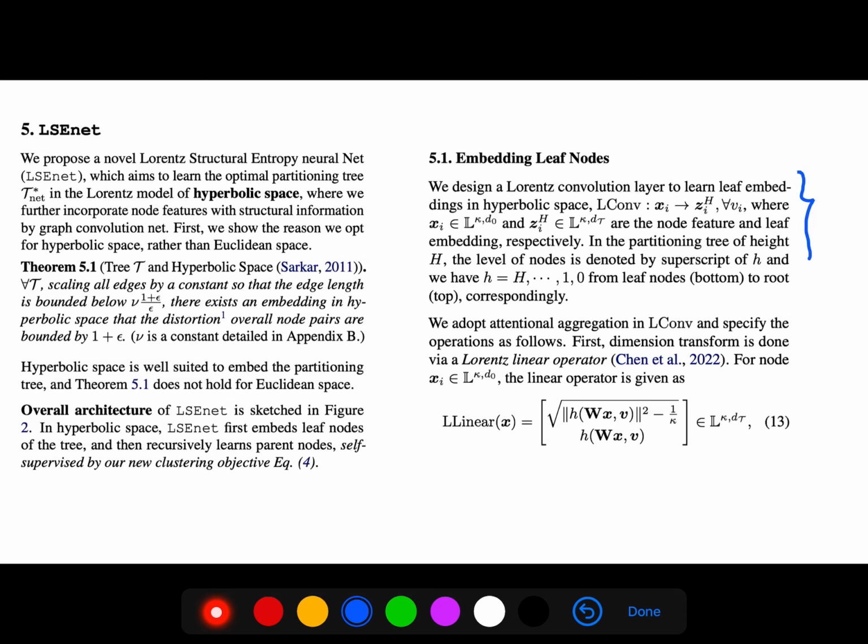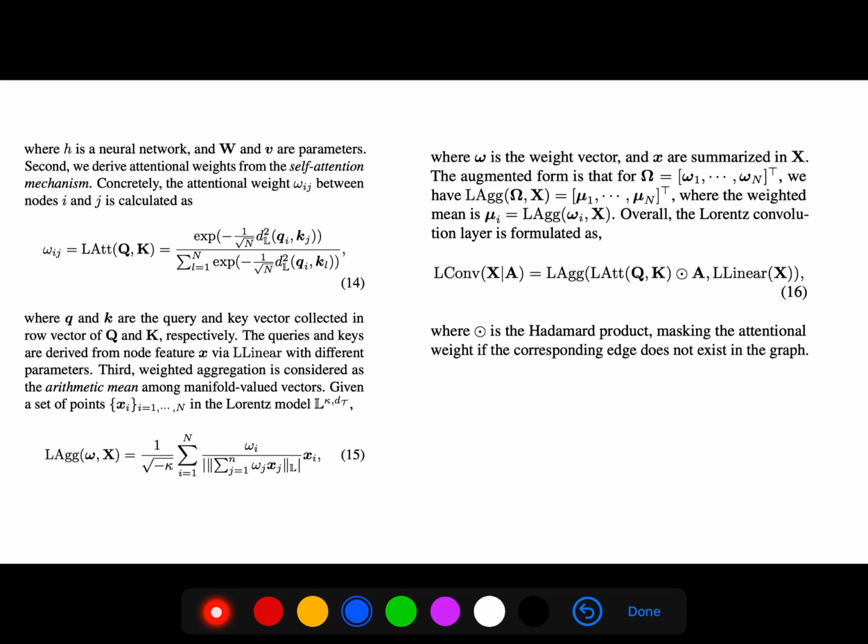And we adopt attention aggregation and specify the aggregations like this. First, dimension transform is done via Lorentz linear operator, and the linear operator is here. So H is the neural network, W and V are parameters. Second, we derive attentional weights from self-attention mechanism. The attention weight between nodes i and j is calculated like this. This is the attention. So this is query, this is the key, and so we calculate the attention weight between nodes i and j. The queries and the keys are derived from node feature via Lorentz linear with different parameters.